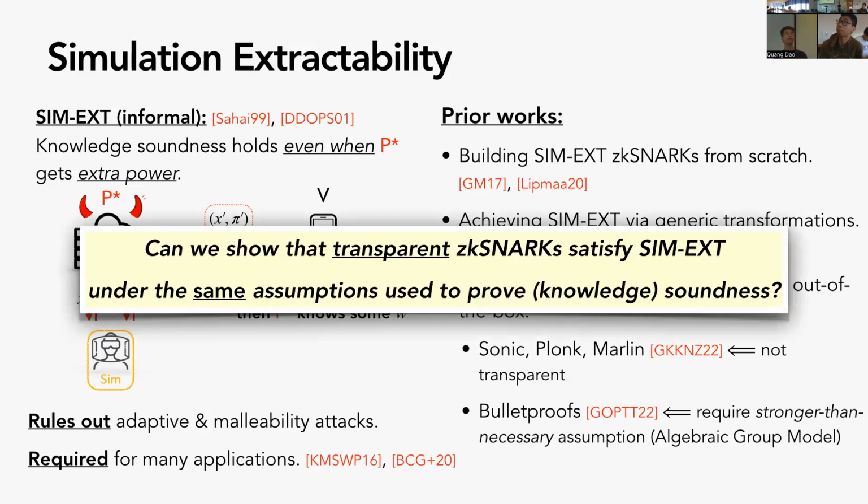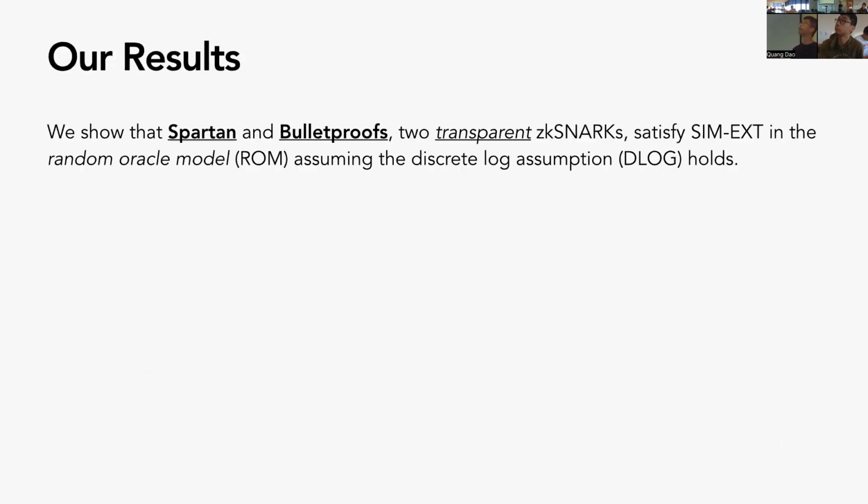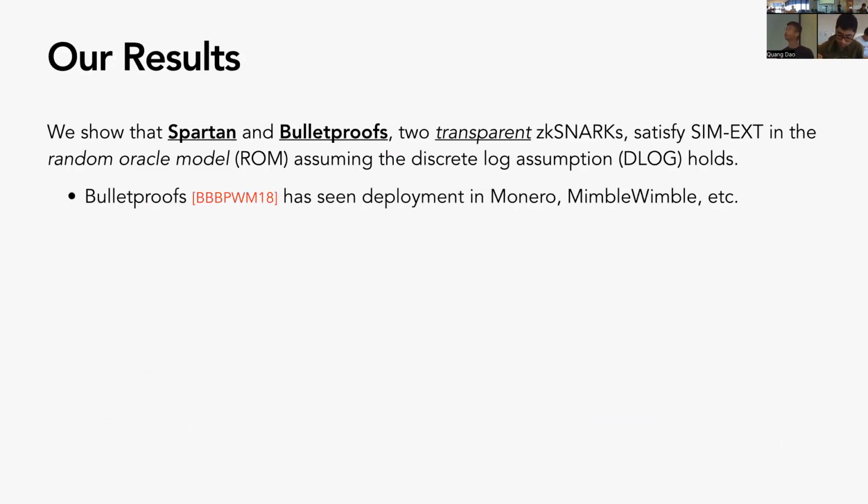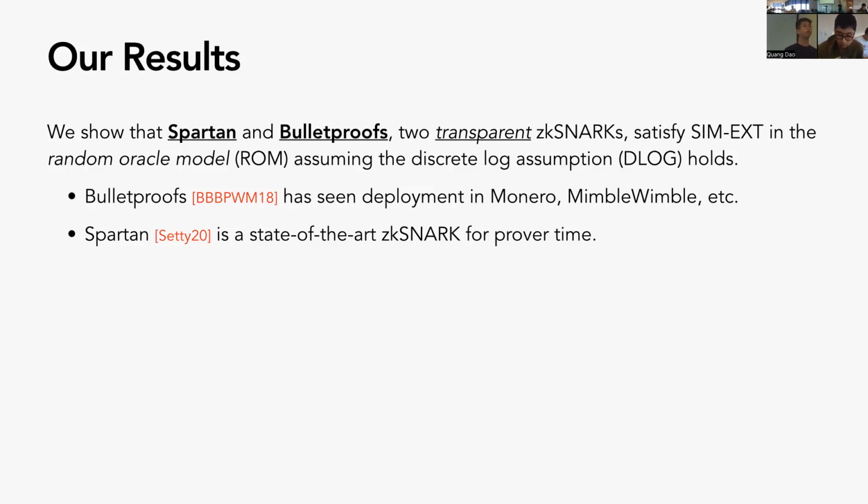Now, with these in mind, our central question in this work is to answer, can we show that transparent zkSNARKs satisfy SIM-EXT under the same assumptions that we used to prove their soundness? And we show this for two systems, Spartan and Bulletproofs. We choose these two proof systems because they are, in some sense, state-of-the-art, or they have been deployed in real systems.